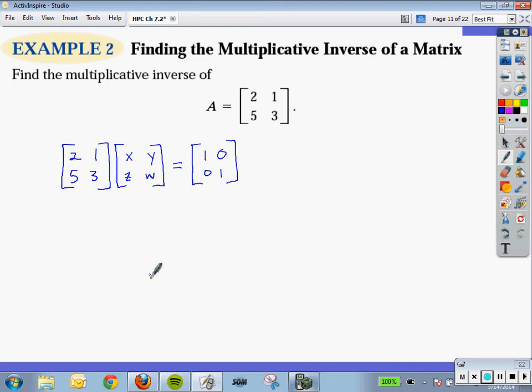So what I can do from here is multiply these two matrices together and end up setting up a system of equations. So let's go ahead and start off with that. We got to think about row times column, right? If I multiply row 1, column 1, that will be equal to this first spot right here. So I have 2 times x plus 1 times z. That should be equal to 1.